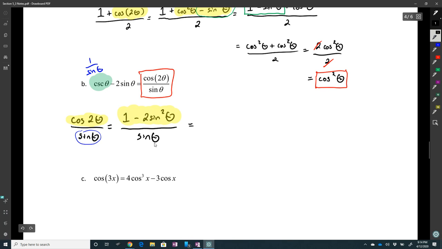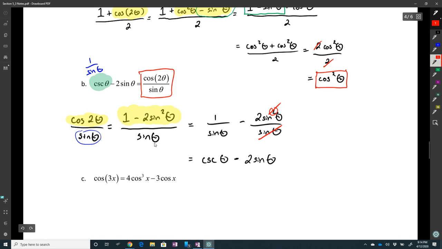So this means that I can now have 1 over sine theta minus 2 sine squared theta over sine theta. You don't get to pick and choose what you divide by. You have to divide both of them. But there you go. On the second term, sine cancels out with the squared. I have cosecant theta minus 2 sine theta. And that's it. So this was just like a plug and chug. Happy proof.